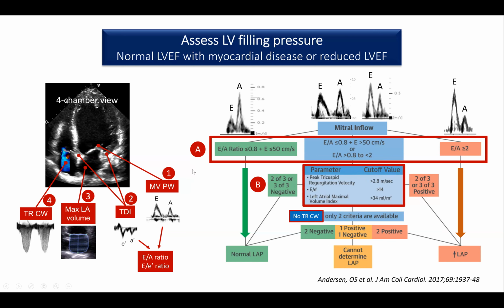So the idea is we start by looking at the E to A ratio to define where we are. Are we here on the left side? Are we in the middle? Or are we on the right? If we're on the left side and the E is small, meaning the LA pressure is normal. If we have a restrictive pattern, meaning the LA pressure is high. And in between, we have to look at the 3 other parameters, the E/E' ratio, the TR velocity, and the LA volume to decide what's going on.